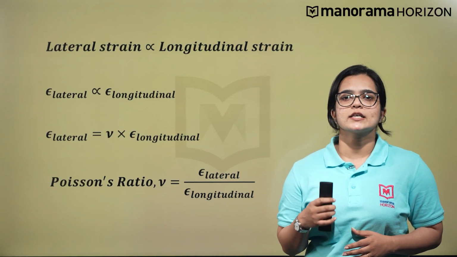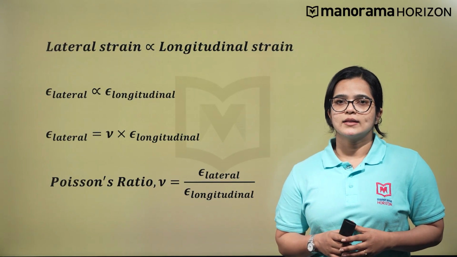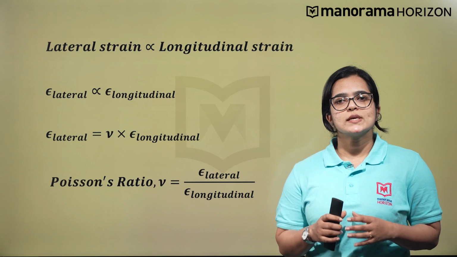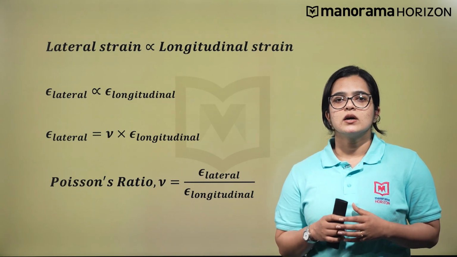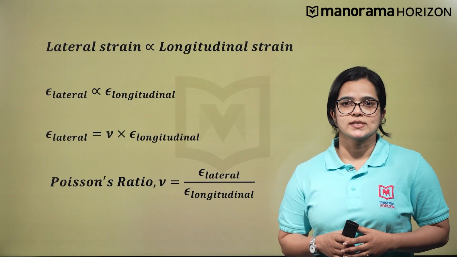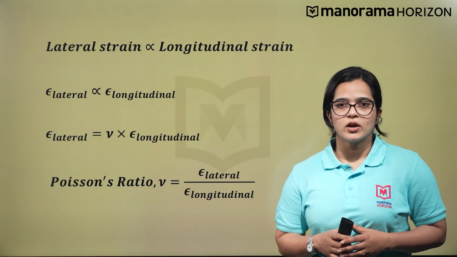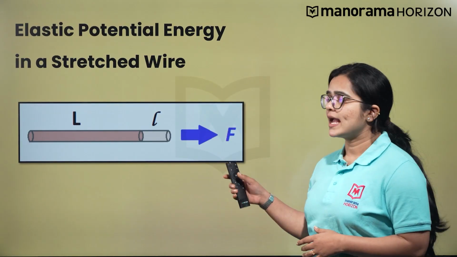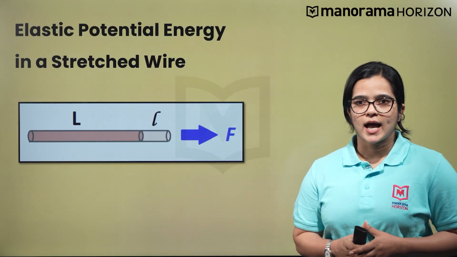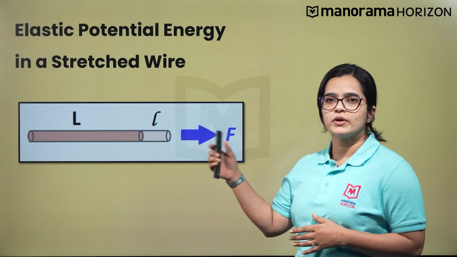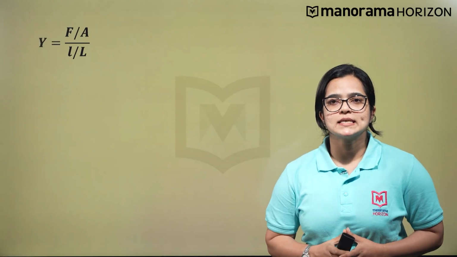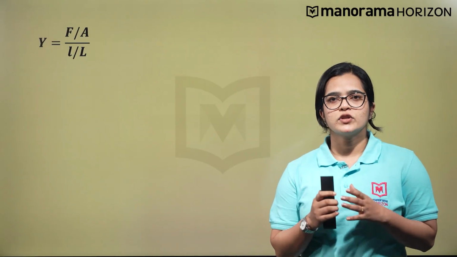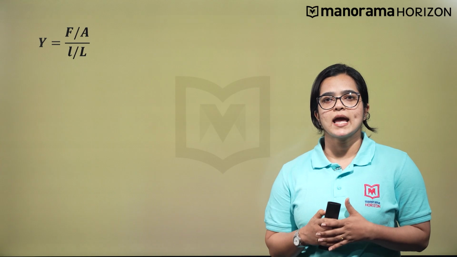We know that a solid is a collection of atoms arranged in such a way that the atoms stay in their position due to the action of interatomic forces. So as a solid material is under tensile stress, work is done against the interatomic forces. This work is stored in the solid as elastic potential energy. Consider a wire of length L that is under tensile force F and it gets stretched by an amount l. The Young's modulus of the material is given as F by A into L by l. Therefore, the force can be written as F is equal to YAl by L.